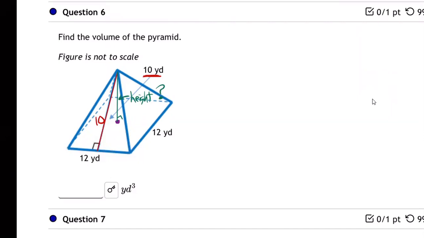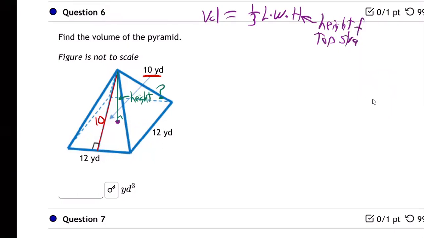So the volume formula, let me write the volume. Volume of a pyramid is 1/3 length times width times height. But this h is height, from the top straight down the middle to the base, right? That's what height always means, 90 degrees to the ground, straight down the middle. So they didn't give me the height, did they? I've got to find it.